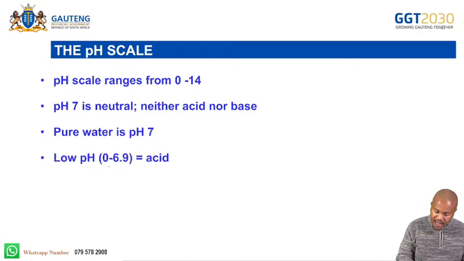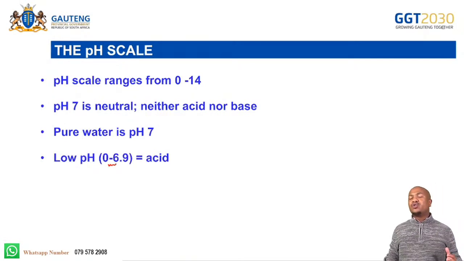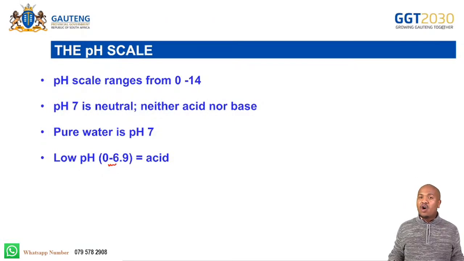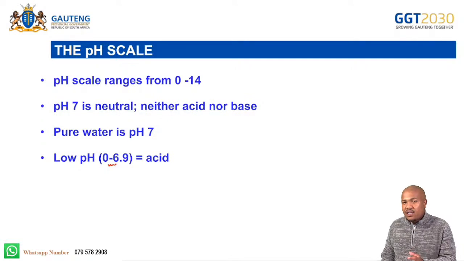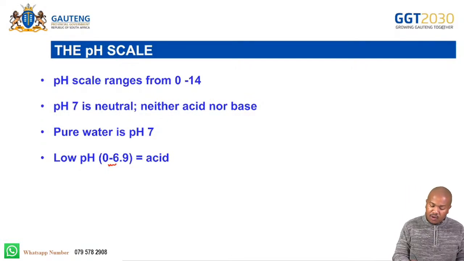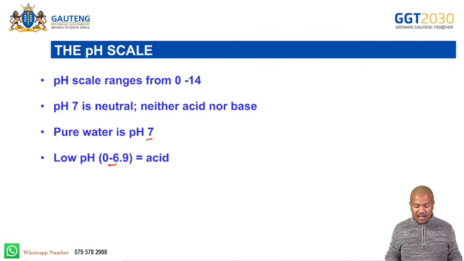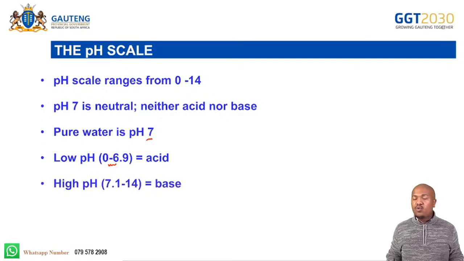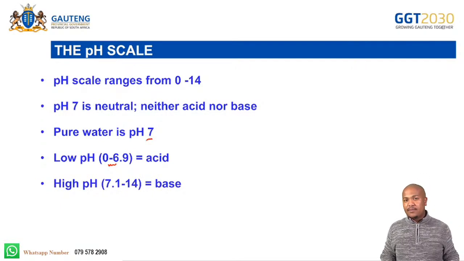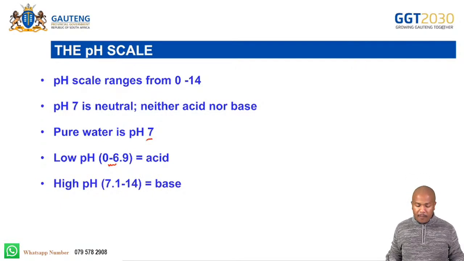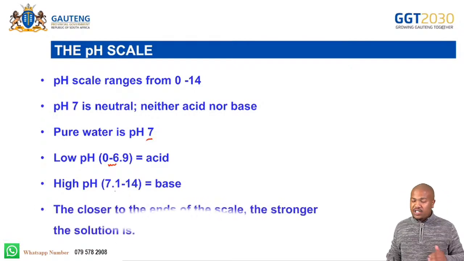Now, when talking about low pH, we're talking about acids. These are found from 0 all the way to 6.9 of pH value, because 7 is our neutral. So just below 7, at 6.9, is where we find our acids, going down to 0. For high pH values, we're talking about bases, and we start finding bases from pH value 7.1 all the way to 14, right?